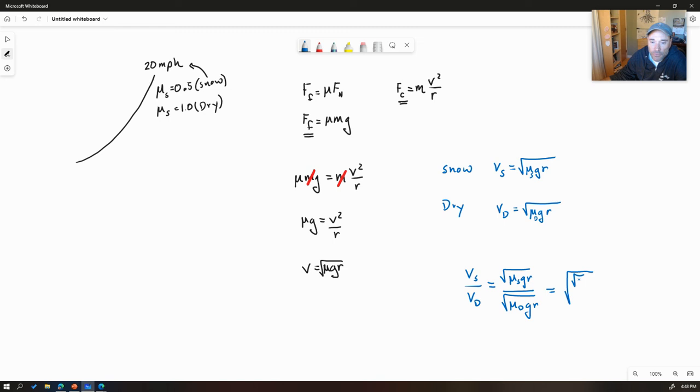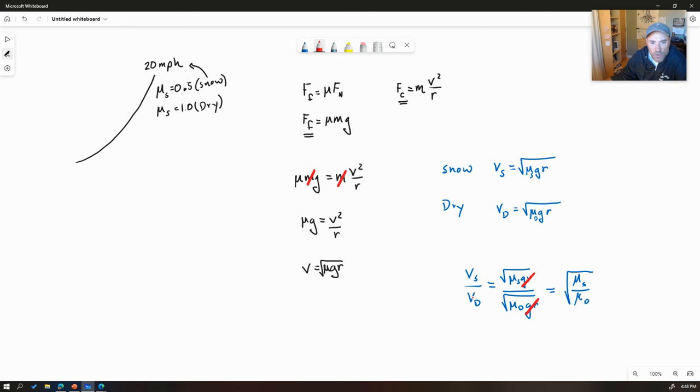So I've got the coefficient for snowy divided by the coefficient for dry, because this part will cancel out. It's on the top and the bottom, so I don't have to worry about those two either. So to figure out what the dry is, I just essentially need to rearrange a little bit.